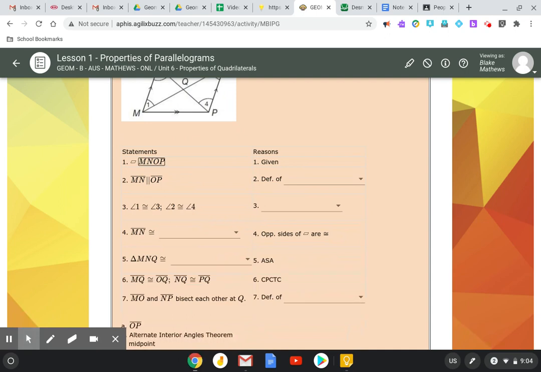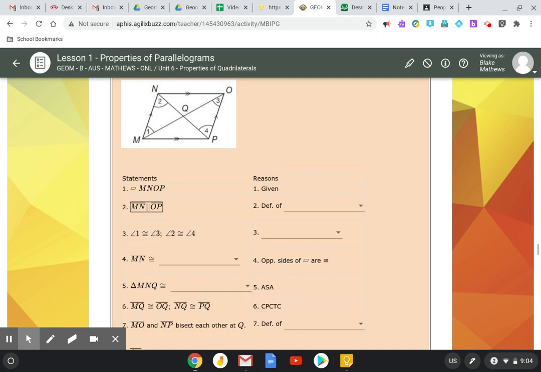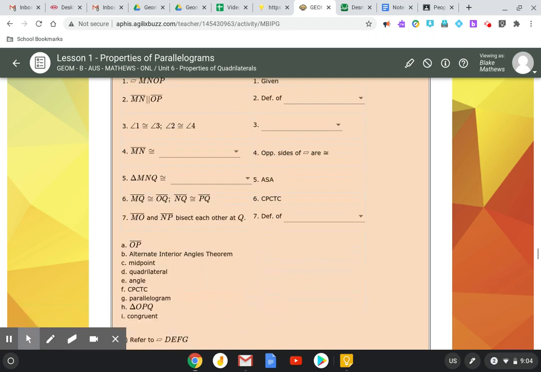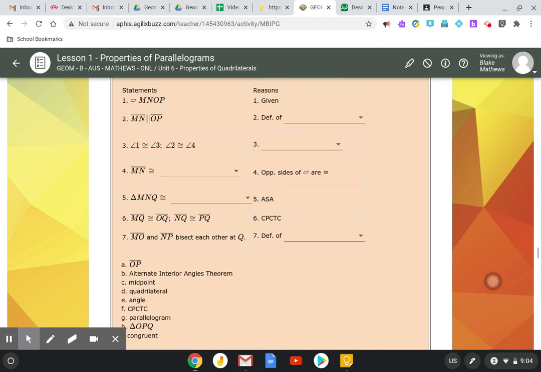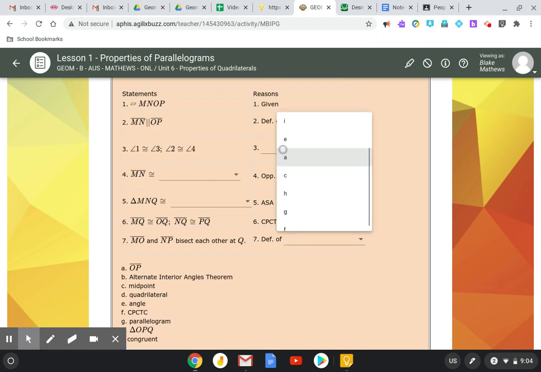So MNOP is given. MN is parallel to OP. So that's coming from the fact that these two lines are parallel to each other. That is just part of the definition of, oh, great. So now I got to go down and look. Definition of parallelogram. It's really annoying. So that's going to be the definition of a parallelogram.